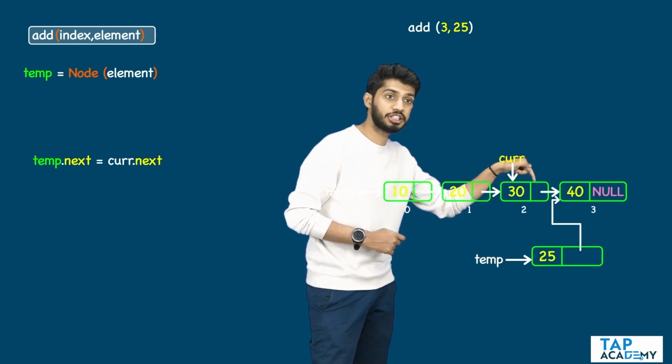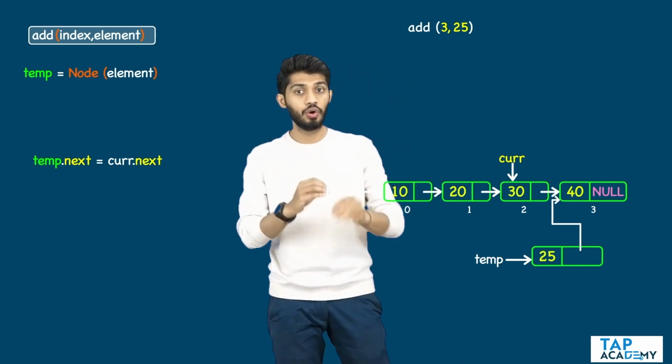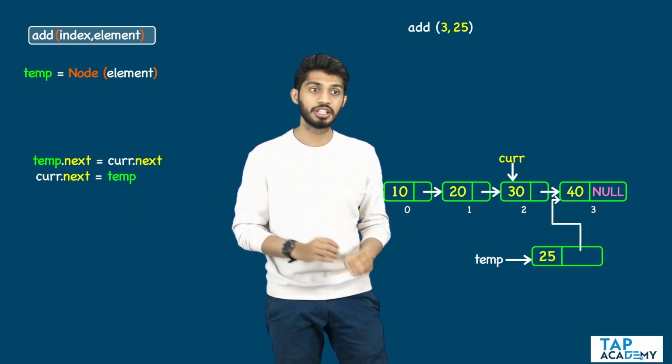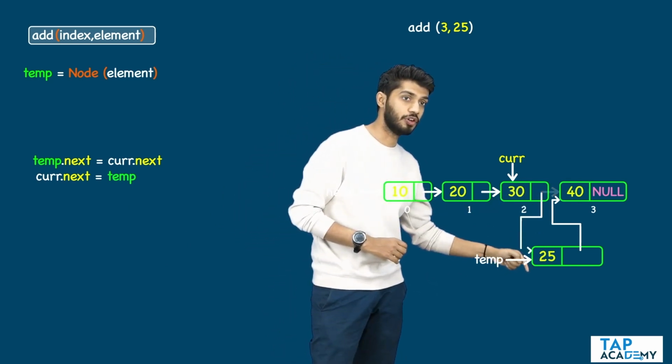So the reference of this node should be available in current.next. How do I say that? It's very simple. Current.next is equal to temp. If I write this, then the second operation will also be done.